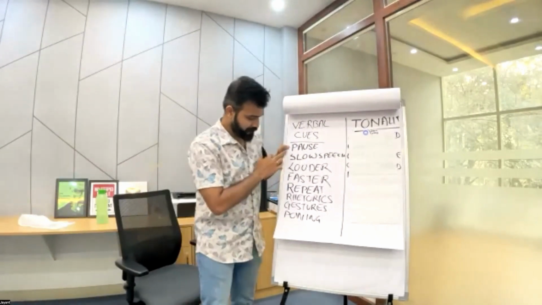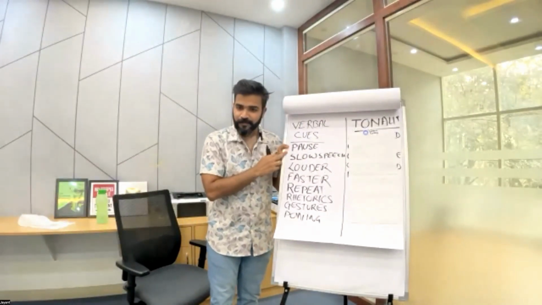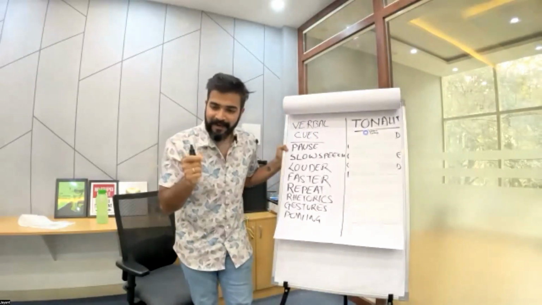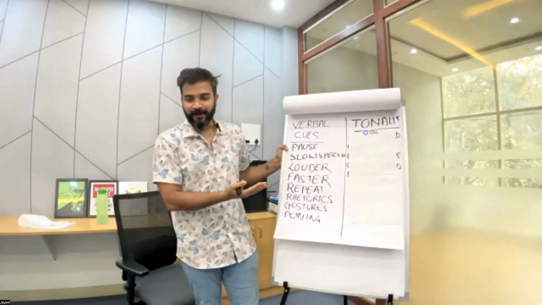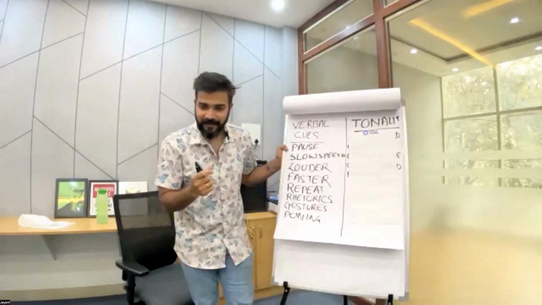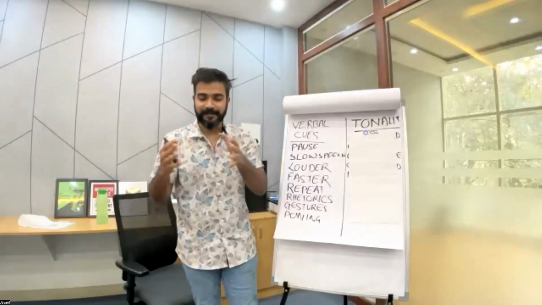There are probably 7 verbal cues. Let's start with pause. So when you really want to put impact on a certain line, these micro pauses, just like I'm doing right now, these micro pauses, dramatically increase the impact of a certain statement.